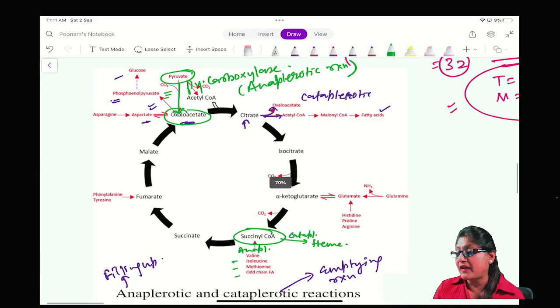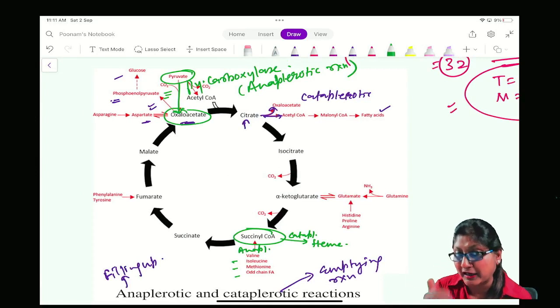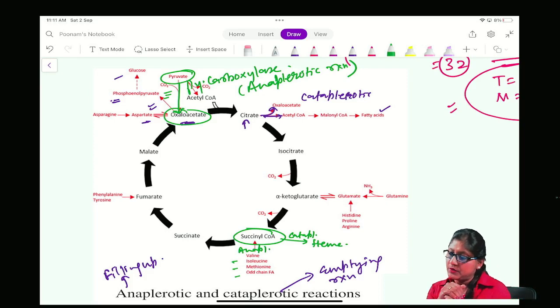So there must be a fine balance between cataplerotic and various anaplerotic reactions, which will determine the actual rate of the TCA cycle. So the TCA cycle is having all the intermediates coming in and going away, depending upon their mood, right?